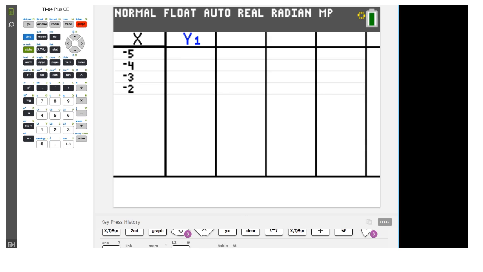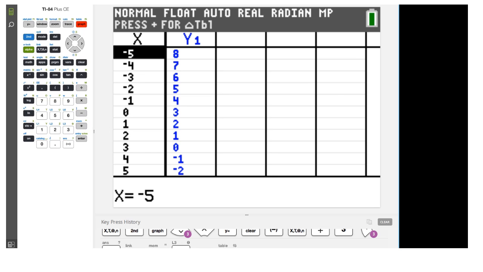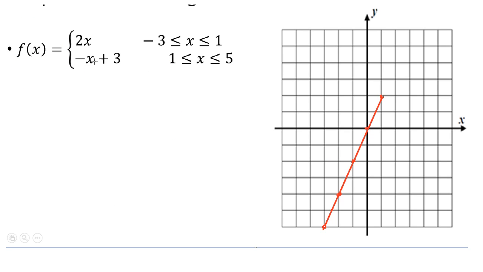My restricted domain for this piece is for all the x values that go from 1 to 5. So that means I need to restrict my graphing to graph all the points from 1 to 5. That means 1, 2; 2, 1; 3, 0; 4, negative 1; and 5, negative 2. So I'm going to go back to my grid and I'm going to graph these points.